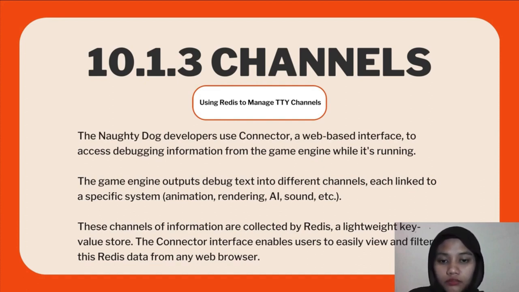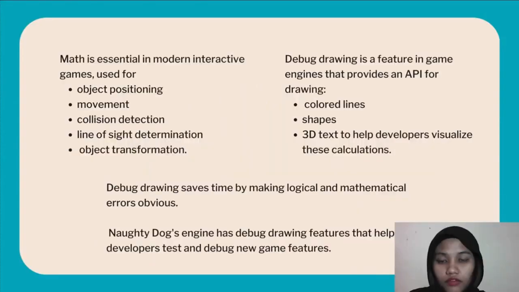The channels of information are collected by Redis, which is a lightweight key-value store. The Connector interface enables the user to view the debugging information from the game engine itself. Plus, the game engine can output debug streams into different channels, each linked to specific animations. Math is an extension in modern interactive games used for movement or collision detection. Plus, debug drawing is a feature in game engines that provides an API for drawing.